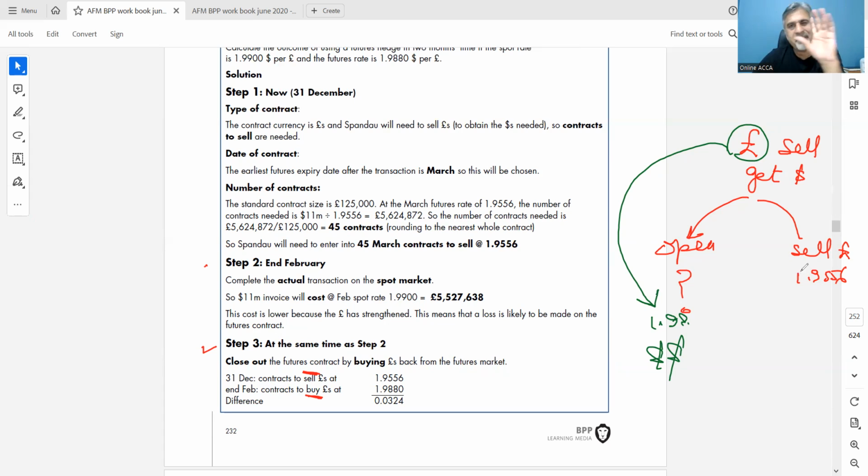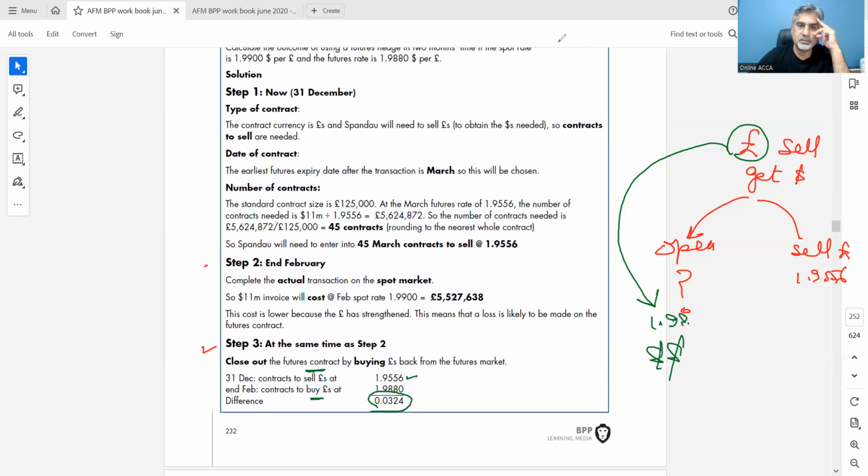This is a notional, imaginative thing, but this is how it works. So then I buy the sterlings from the market and give them to them. So actually, I'm not buying the sterling, I'm just buying the contract. Because I made a promise to them that I will sell sterlings, now I have to buy the sterlings. I promised to sell at 1.95, but I'm actually buying at 1.98 and then giving them at 1.95. I'm making a loss of 0.324.